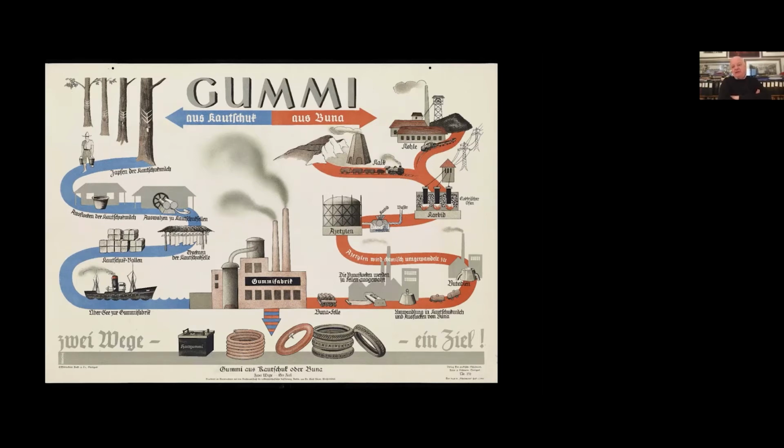Here we have a German school plate showing basically the two sources of rubber in 1940: either natural rubber, which of course was unavailable to Germany because it was produced in Malaya at the time, and that was British territory, or artificial synthetic rubber that could be made out of coal, out of lime and water.